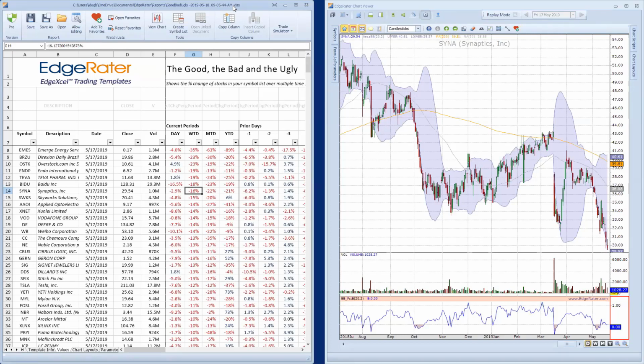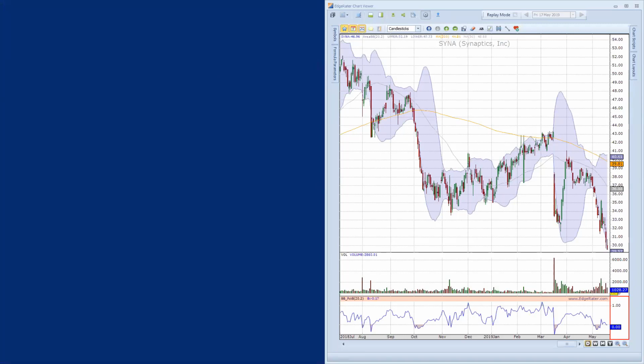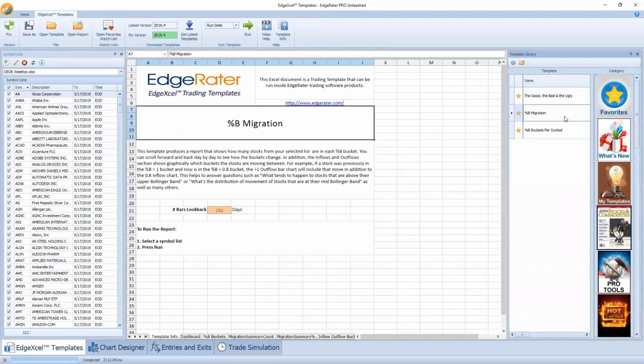Anyway, let's move on to the percent B bucket migration. What is this all about? Let me bring back Edgerator. And we'll go to bucket migration.